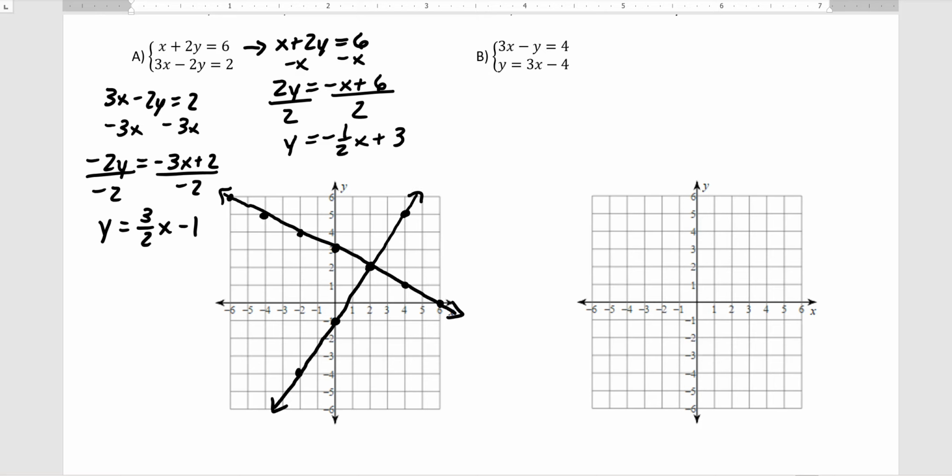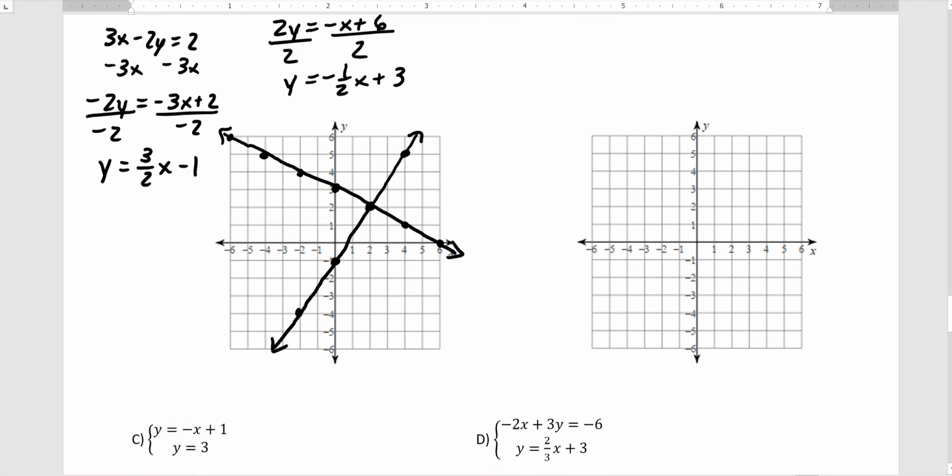Beautiful. All right. So looking at this, one solution, no solution, or infinite solutions. Well, the lines intersect at one point. This one point right here is the coordinate point (2, 2). So this is one solution, and that one solution is the coordinate point (2, 2). One solution.